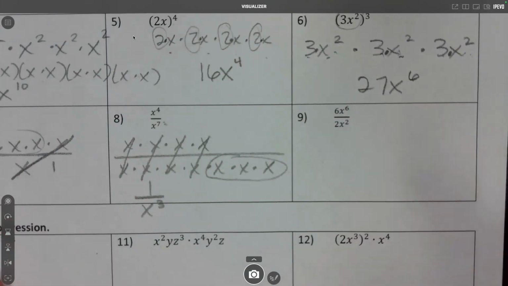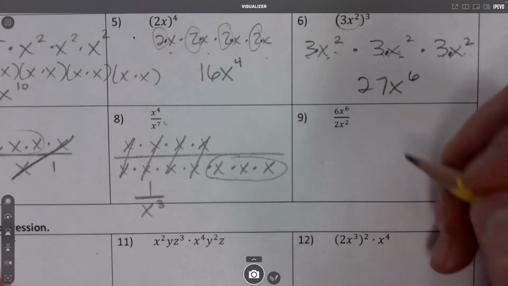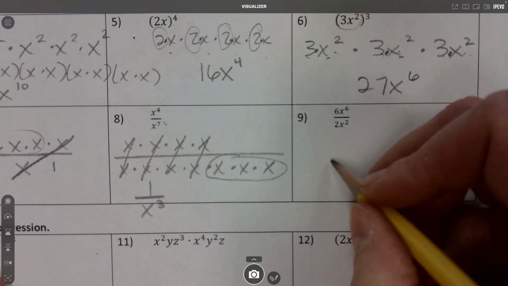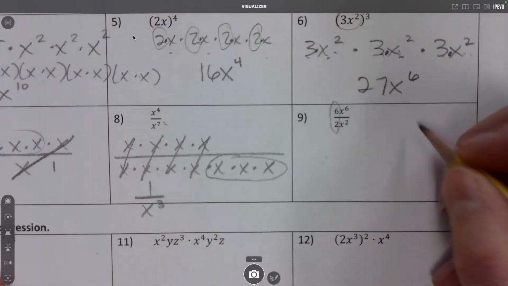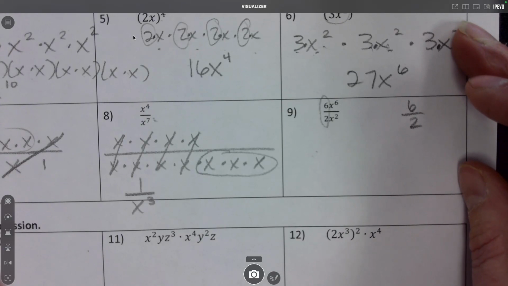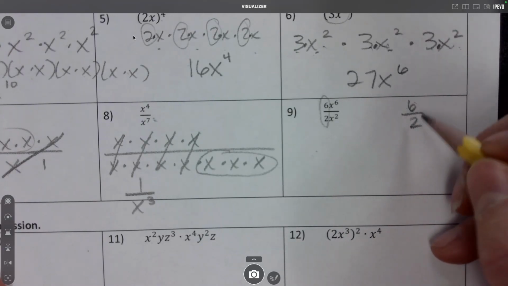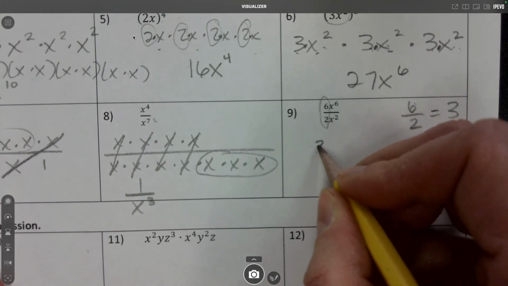On this last one in this row, I've got numbers and I've got letters now. So let's think through this one and see if we can just come up with an answer right away. So the 6 over 2, I need to think about how I've always simplified 6 divided by 2. So I've simplified that by division, right? 6 divided by 2 is just 3. So that's going to give me a 3, and it's going to be in the numerator.